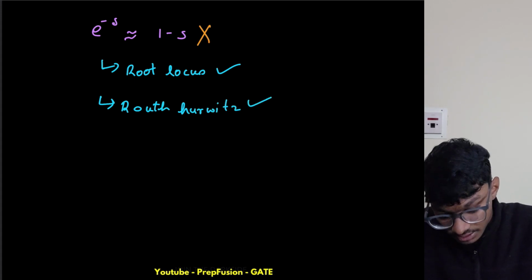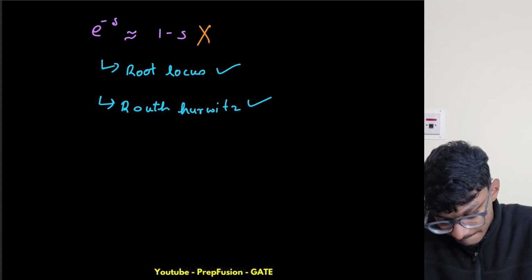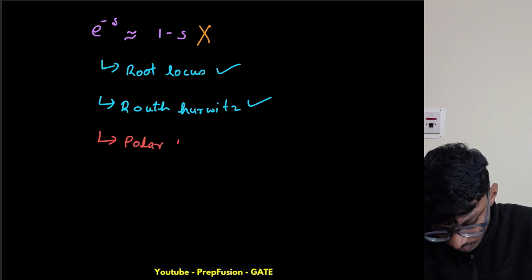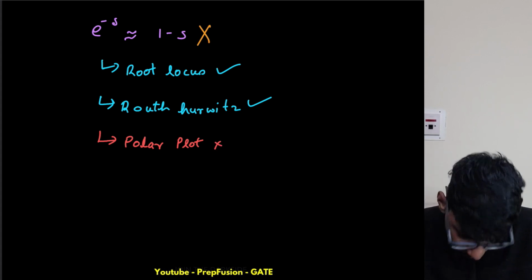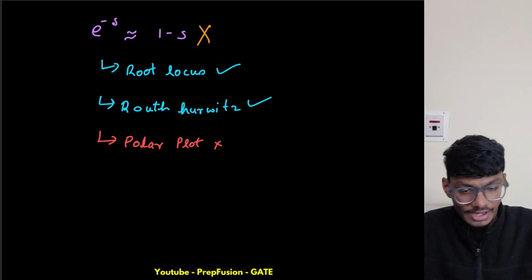In Routh-Hurwitz you can use this, right? But in polar plot it is not recommended to use this, okay? So yeah, we can't use this approximation.